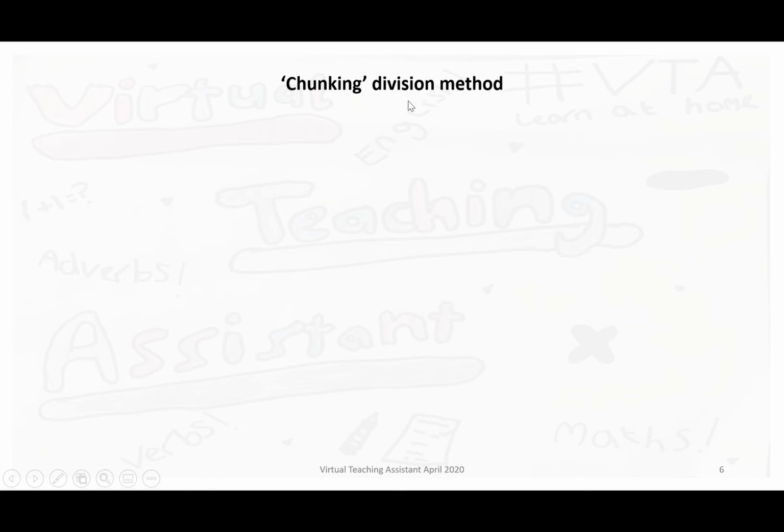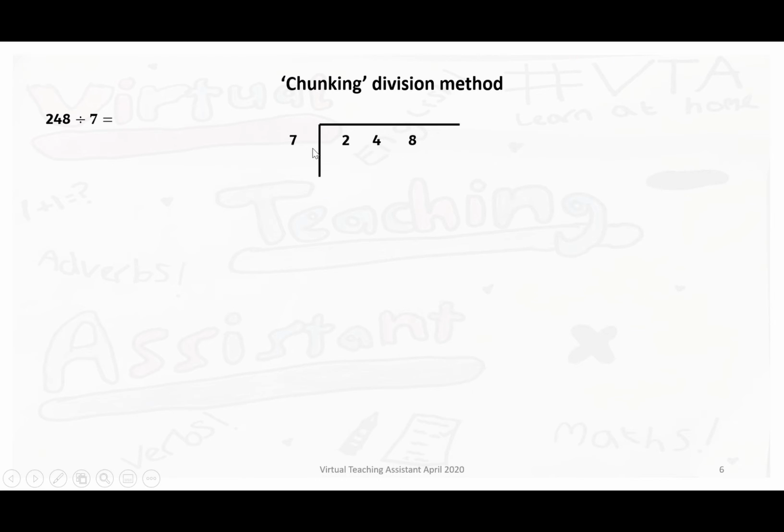Next is the chunking division method, and this is the last one I'm going to show you. Basically, this is if you're stuck with your times tables or you're not 100% in your times tables, this really helps, using your 10 times tables or your 5s or things you're a bit more confident with. So I'm going to do 248 divided by 7. I'm going to set it out exactly the same way as I did the bus stop method.